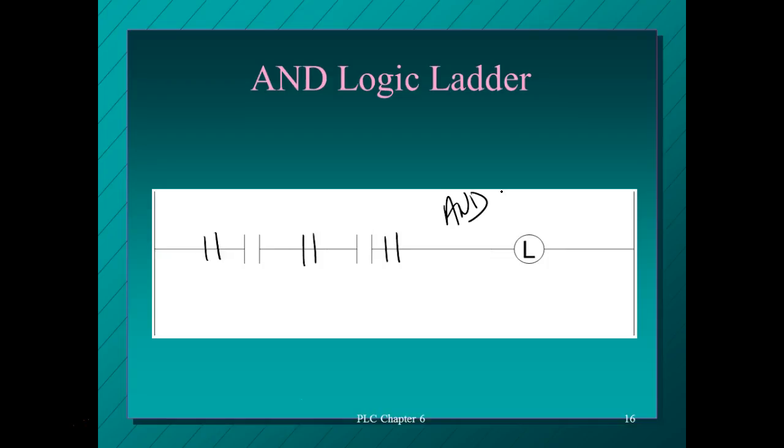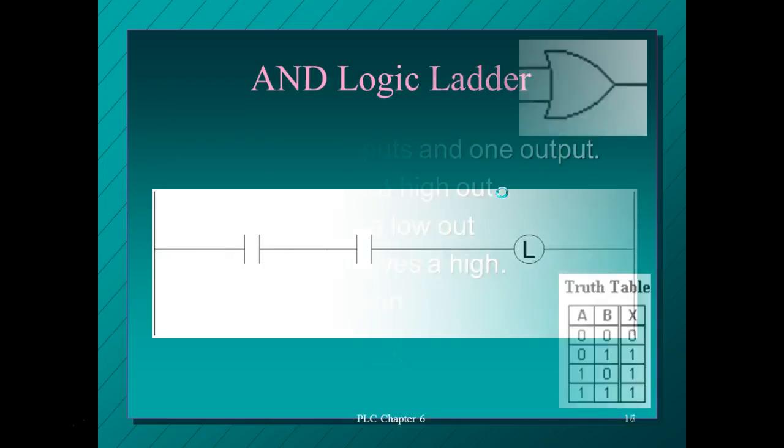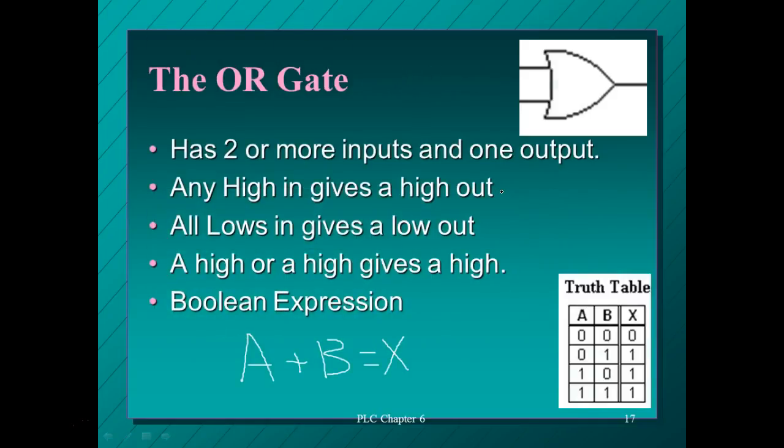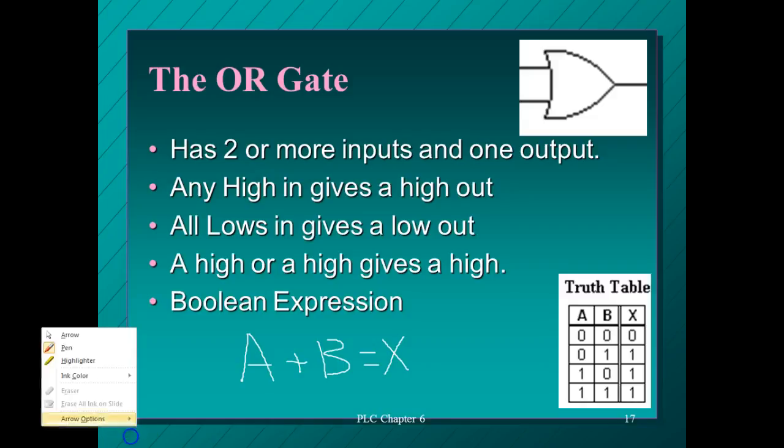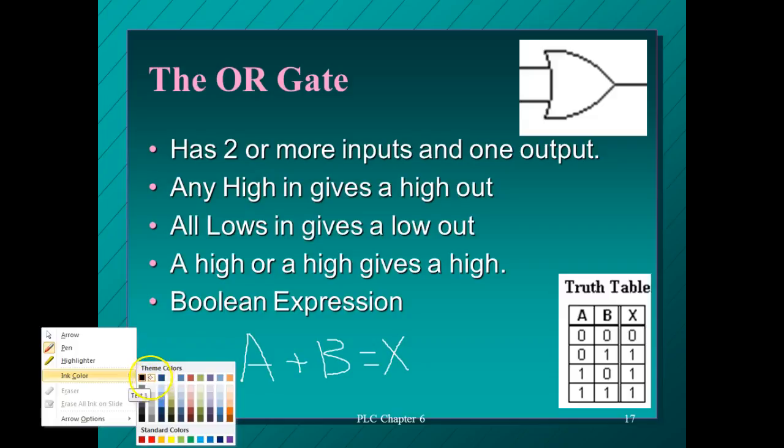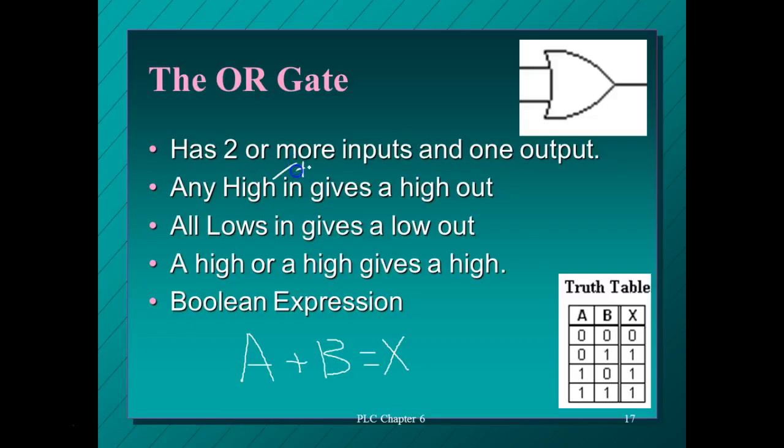So how would I do an OR? An OR gate has two or more inputs and one output. Any high in gives us a high out. Or what else could we say about our PLC run? Any true would give us a true, right? Any, y'all know what any means. So the second and third could be correct.